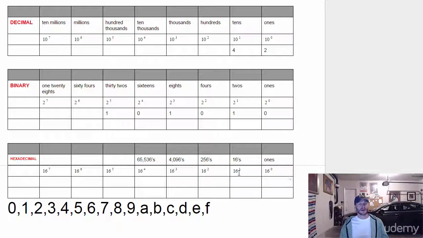16 to the power of 1, that's 16, so this is my 16 spot. 16 to the power of 2, 16 times 16 is 256, so that's my 256th spot. 16 to the power of 3, that's my 4096th spot. 16 to the power of 4, that's my 65,536th spot. So you can see that this starts to scale really quickly.